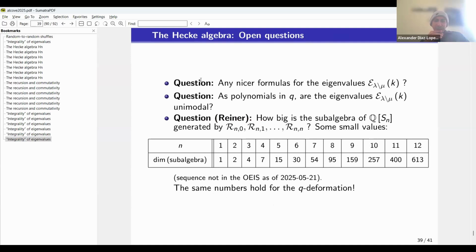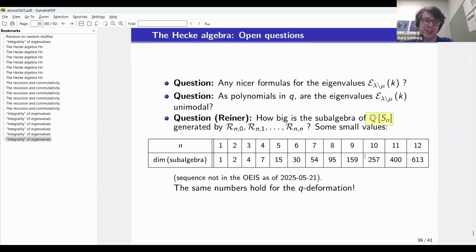Do you have any insights or comments about the numbers showing up, or is this just data? You haven't looked into it too much? I mean, the fact that we were able to compute it up to 12 means that we have some kind of algorithm for it.